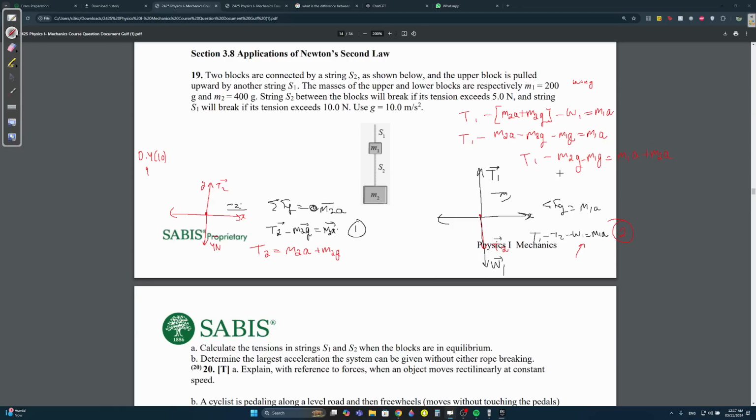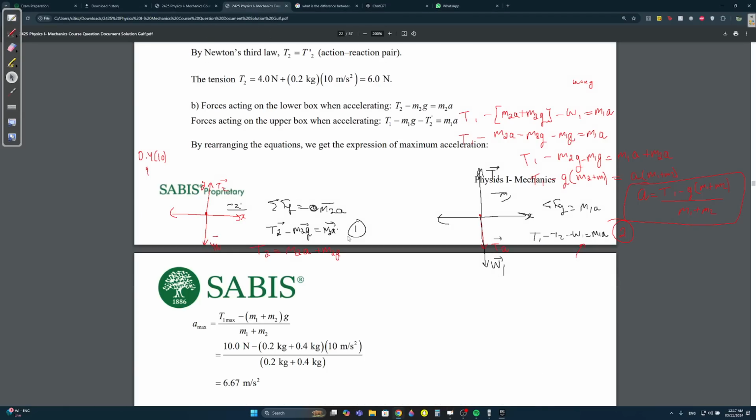Here we can do some math. T1, take G out. Minus G out is going to become M2 plus M1 is equal. Take A out. It's going to be M1 plus M2. M2 plus M1 and M1 plus M2 are the same thing. Now can I solve for A? Yes, I can. A is just going to be equal to T1 minus G, M1 plus M2 over M1 plus M2. I just divided by M1 plus M2 on both sides. This is your acceleration. It took me a good half an hour to find out why.